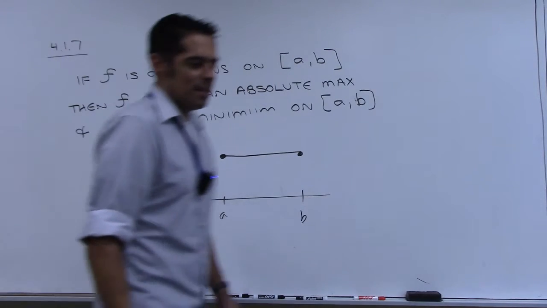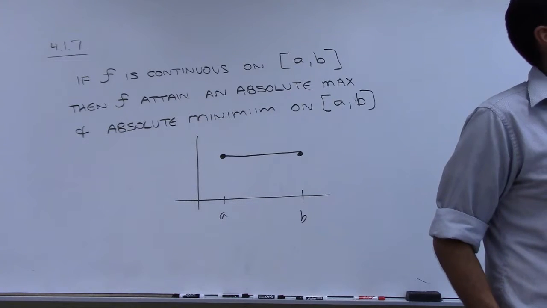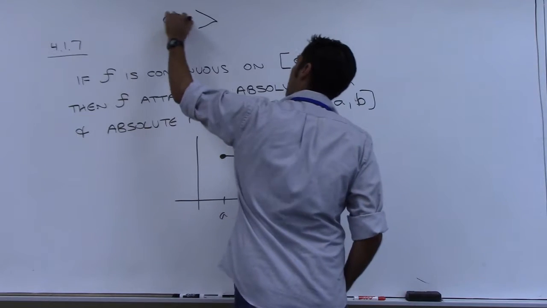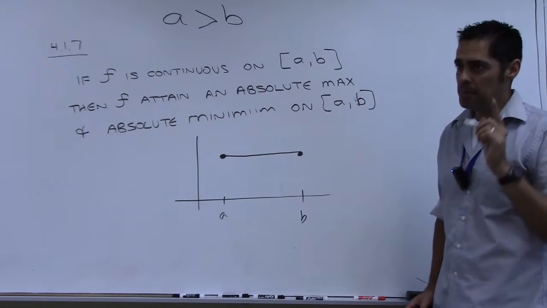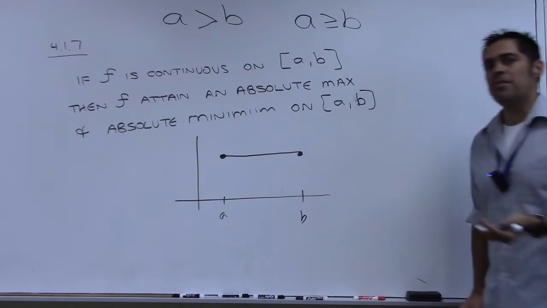Well, you have to go back to the definition, okay? So look at the definition. Remember inequalities. A being greater than B means that A cannot be equal to B, right? A has to be bigger. If I write A greater than or equal to B, that means that they can be the same.